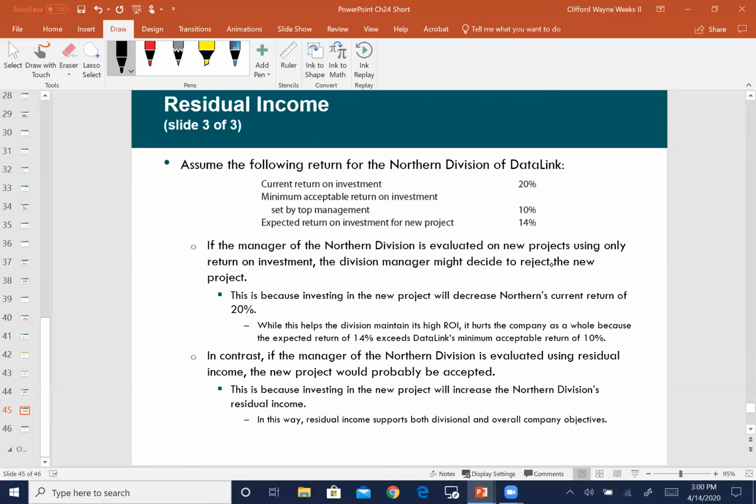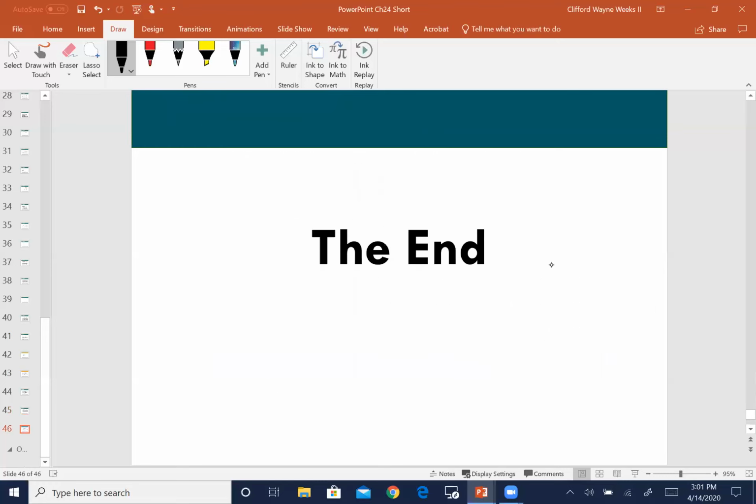In contrast, if the manager of the Northern Division is evaluated on the residual income instead of the return on investment, the new project would probably be accepted. This is because investing in the new project will increase the Northern Division's residual income. In this way, the residual income supports both divisional and overall the company as a whole. So that takes us to the end of chapter 24. I hope that makes sense. If not, I'll be open to any questions in our next class meeting.